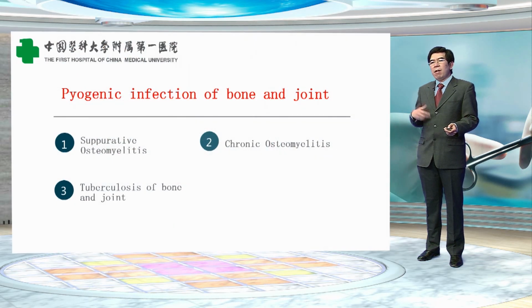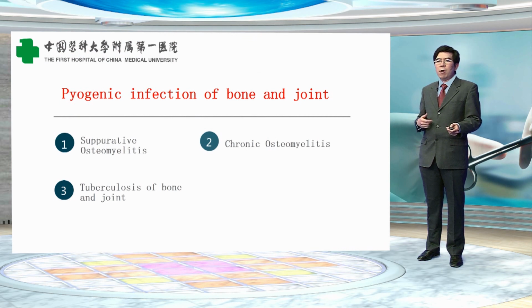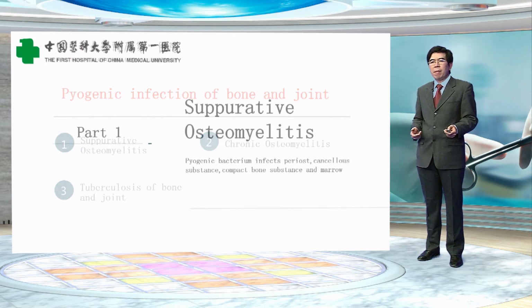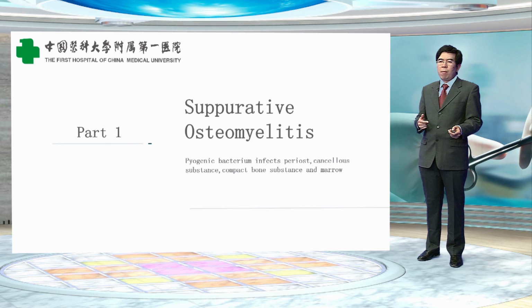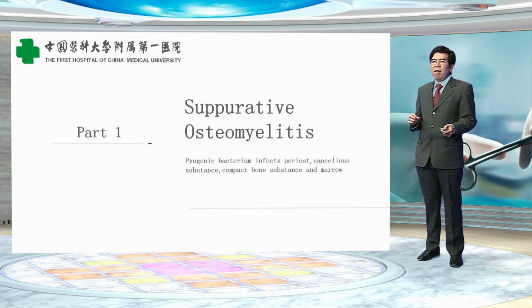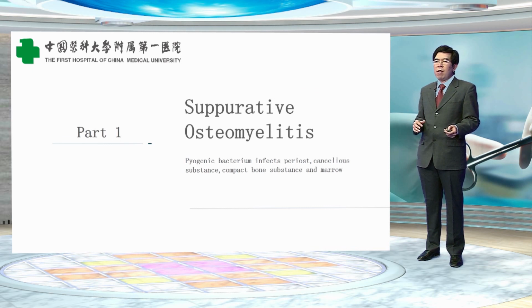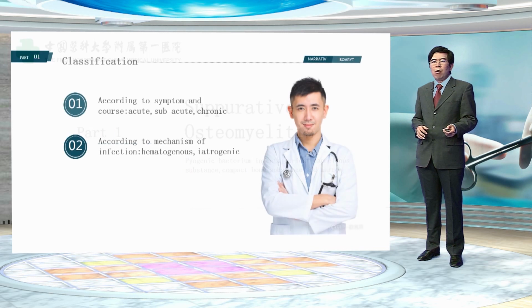There are three parts of today's lesson. The first is suppurative osteomyelitis. Second is chronic osteomyelitis. The third is tuberculosis of bone and joint. Part 1, suppurative osteomyelitis. The pyogenic bacterium infects periosteum, cancellous substance, compact bone substance, and marrow.